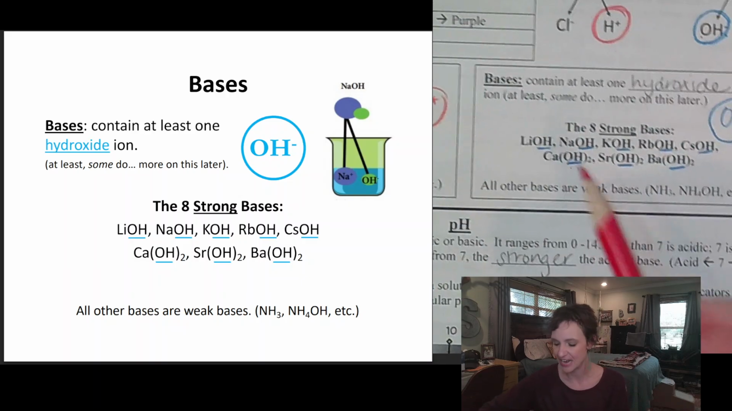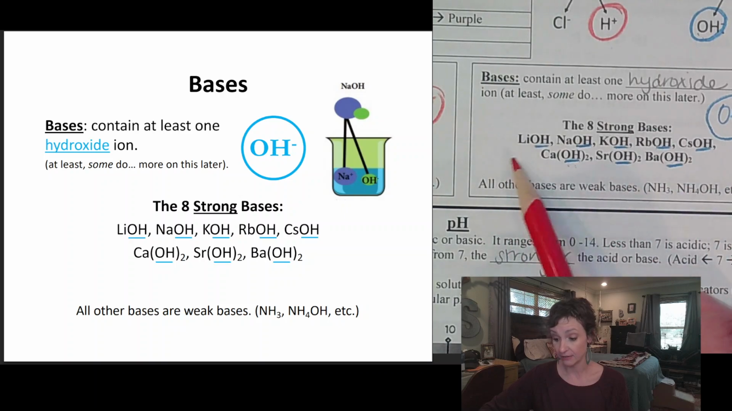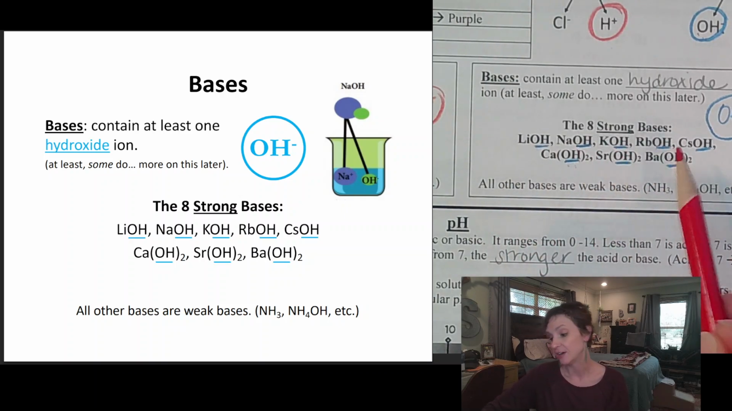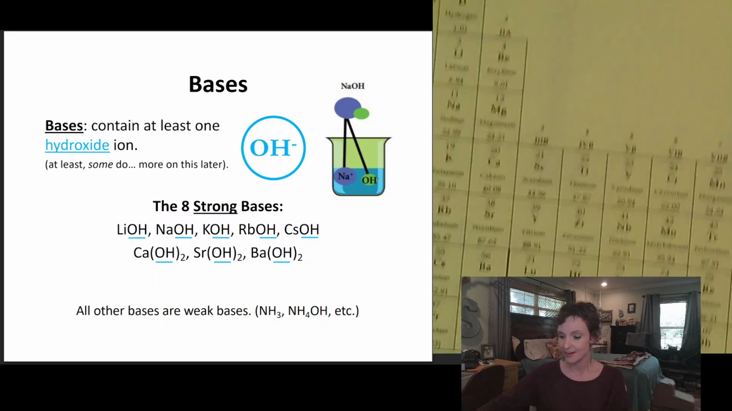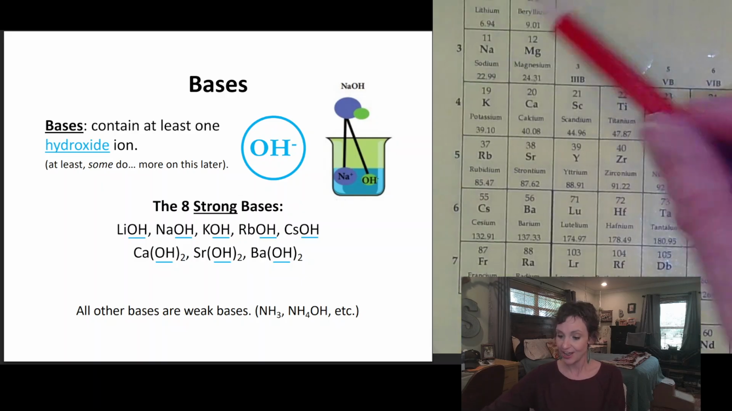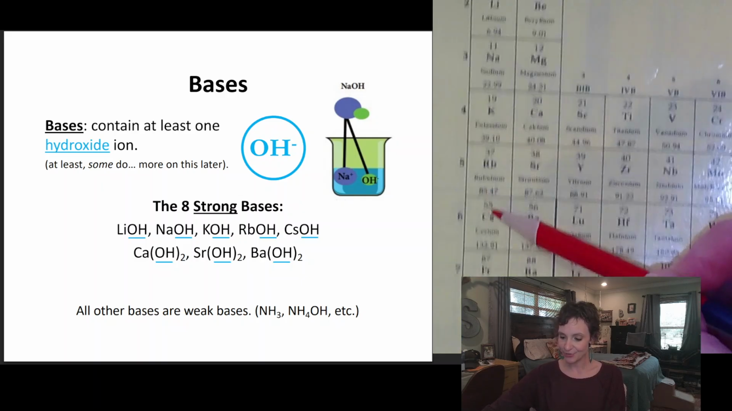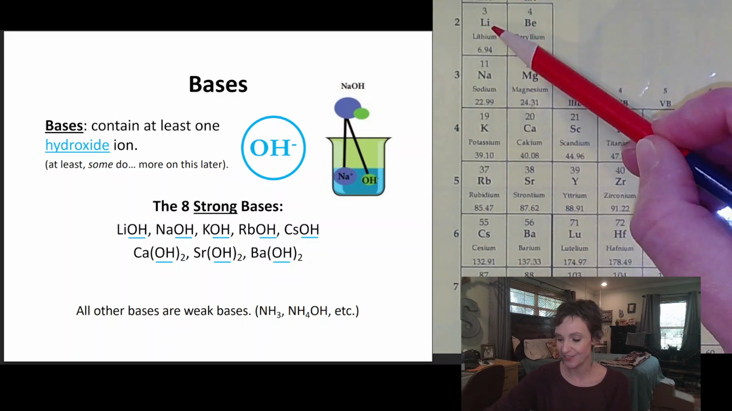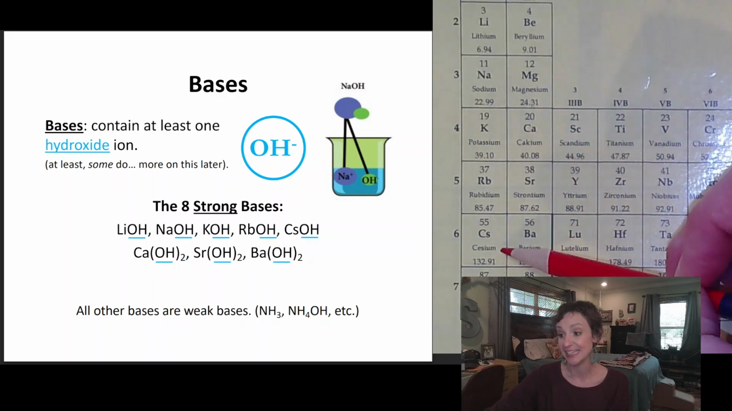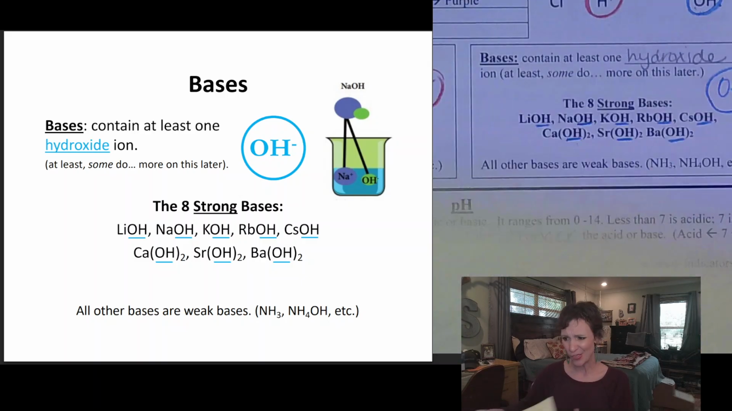You're like, okay, what is even happening here? Well, that first row here, lithium hydroxide, sodium hydroxide, potassium hydroxide, rubidium hydroxide, and cesium hydroxide, y'all, you are not ready for this. Oh my gosh, you guys. They are my group 1 alkali metal hydroxides. So lithium, sodium, potassium, rubidium, and cesium, those are all going to make strong bases when they pair up with hydroxide.